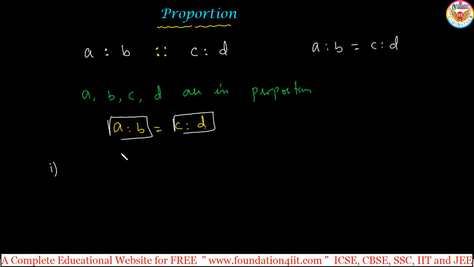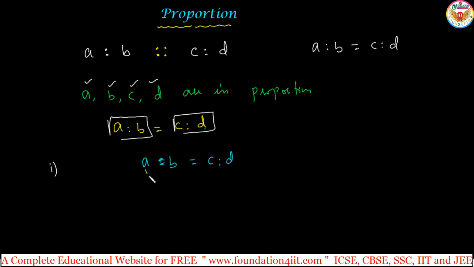Each quantity in a proportion is called a term. There is A, B, C, D, four terms. Four terms are in proportion. So the first two terms' ratio is equal to the last two terms' ratio. And in the proportion, the first and last terms are called extremes. So here, if A is to B is equal to C is to D, that means A and D.